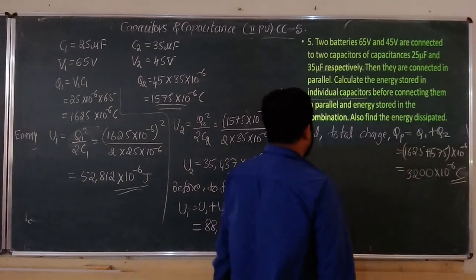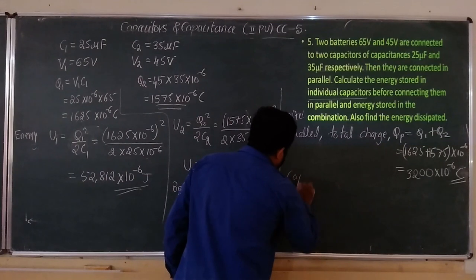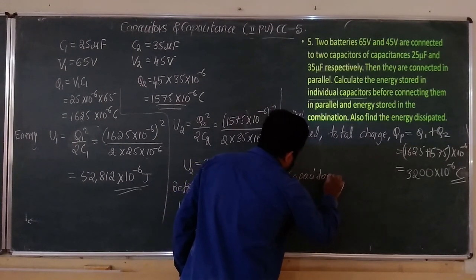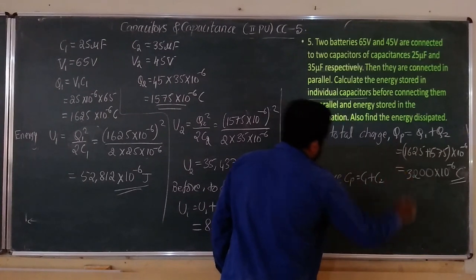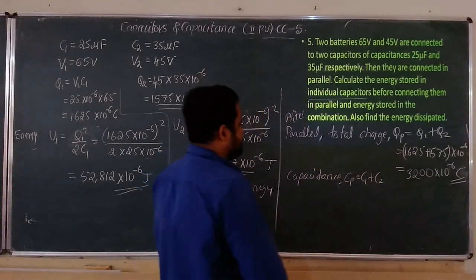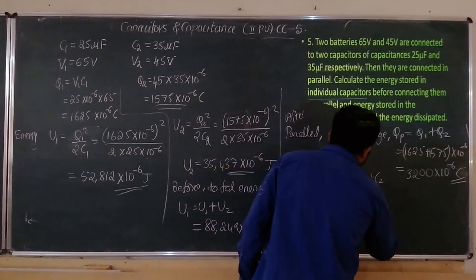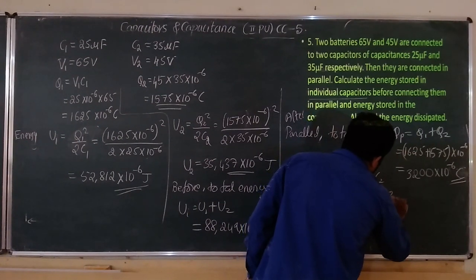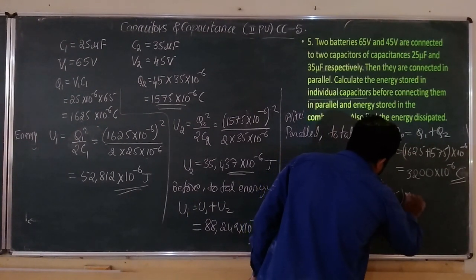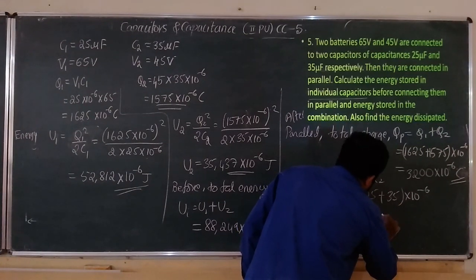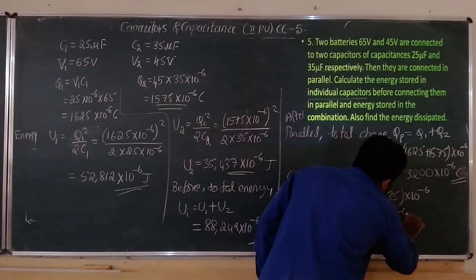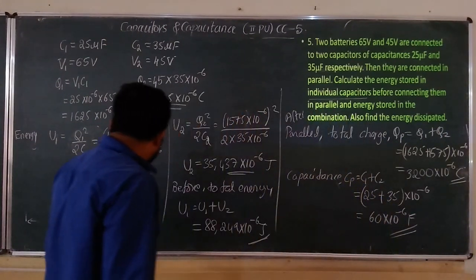This is the charge. Also, since these are connected in parallel, capacitance Cp is equal to C1 plus C2. We know the formula for capacitance in parallel. So it is equal to 25 plus 35, with 10 to the power minus 6 common, which is equal to 60 into 10 to the power minus 6 farad.